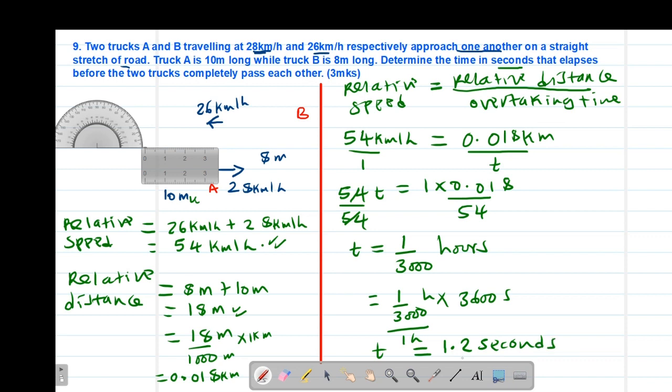Therefore, that is the time that elapsed for the overtaking process to be completed. In our next lesson, we'll be looking at further examples on linear motion.